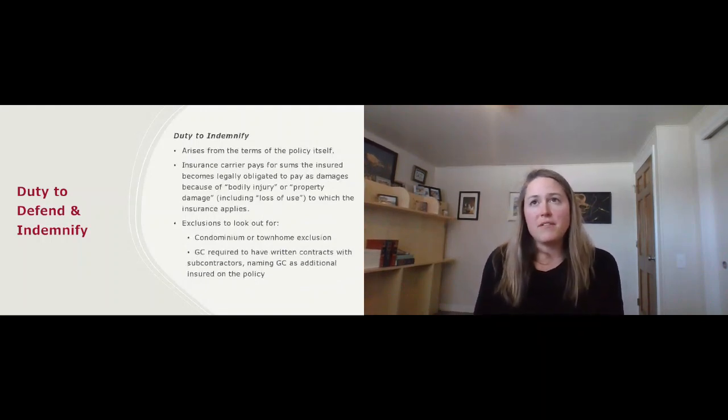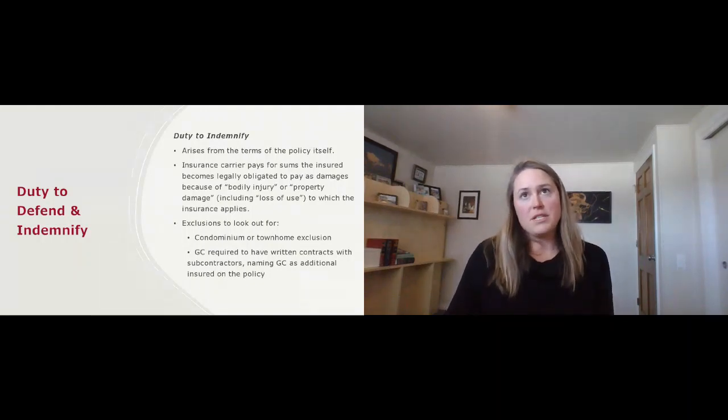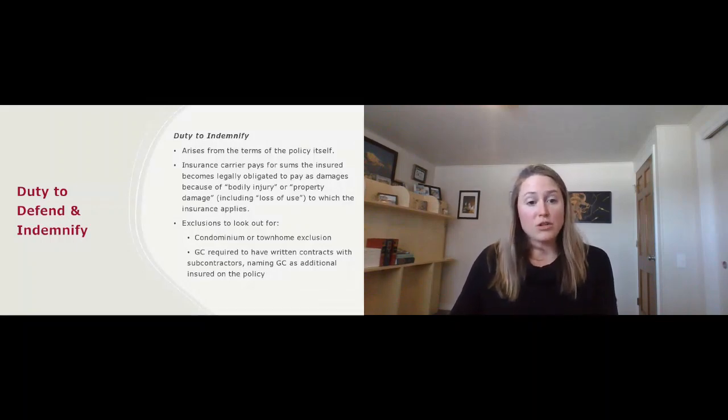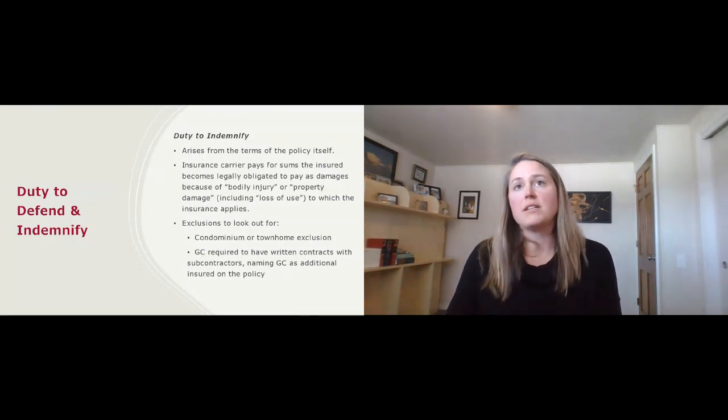The duty to indemnify is different from the duty to defend. This duty to indemnify means indemnifying you for the actual damages that you would be held liable for, if you are held liable for them. This arises from the terms of the policy itself.